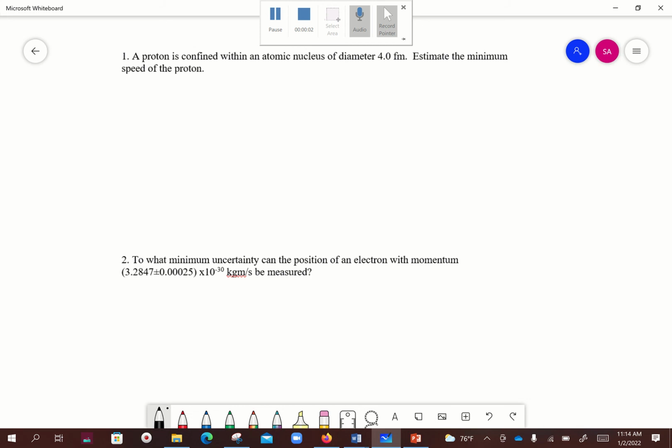So this first set of problems is going to be using Heisenberg's uncertainty principle, which is basically that the product of the uncertainty in the position and momentum is greater than or equal to h bar, or the product of the uncertainty in the time times the energy is greater than or equal to h bar, where h bar is equal to Planck's constant over 2 pi, which comes out to be 1.055 times 10 to the minus 34 joule seconds.